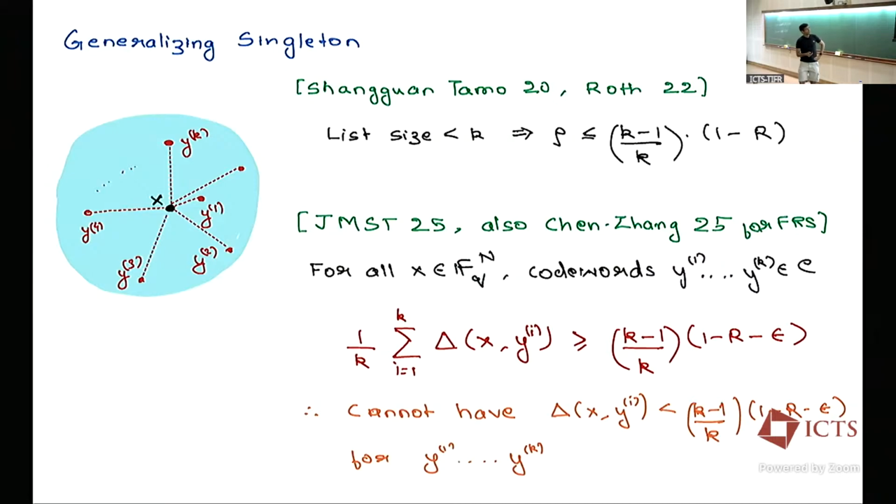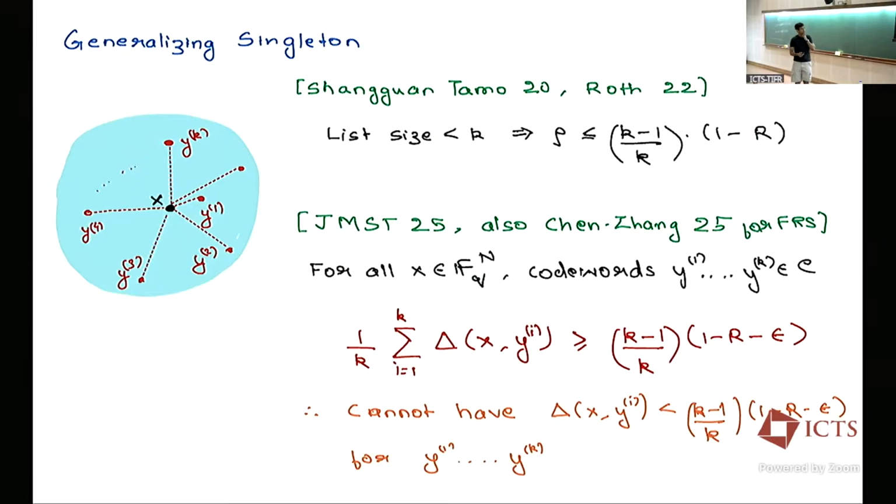And the generalized Singleton bound of Shangwan and Tamo, and independently Roth, says that if you want a list of size strictly less than k, then the best you can do in terms of radius is (k minus 1) over k times this (1 minus r). So when you plug in k equals 2, you get the usual Singleton.